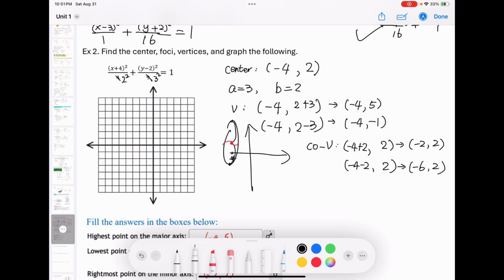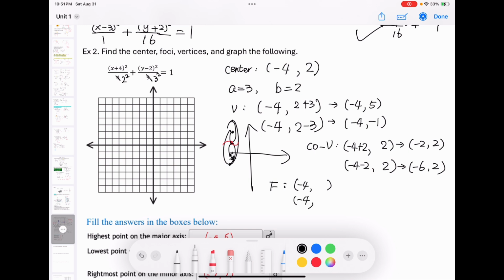What is next? Next one is foci. We can put F here. Foci is based on the center. We can go up or down c units. We say these 2 points, they are my foci. Go up c units, go down c units. So they have the same x value. We can keep the x. We make a small parentheses. We can keep the x value from the center, -4 and -4.